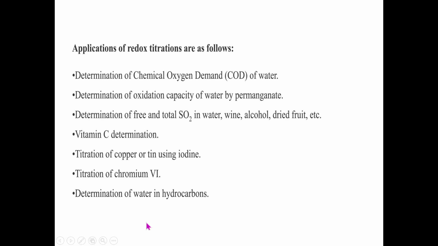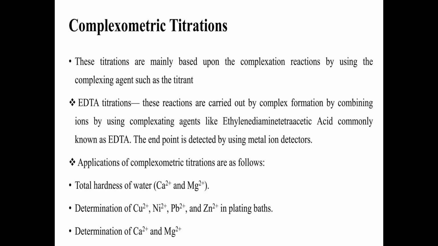Now we are moving towards some basic applications of the redox type of titration. Through these techniques we can determine the chemical oxygen demand of water. We also determine the oxidation capacity of water by the permanganate method. Determination of free and total sulfur dioxide in water, wine, alcohol, and dried fruits is done by redox type of titration. Determination of vitamin C in any compound, titration of copper and tin using iodine, titration of chromium, and determination of water in hydrocarbons.